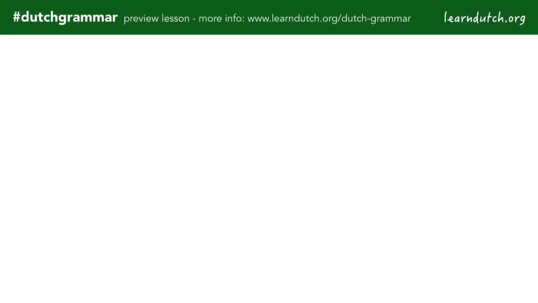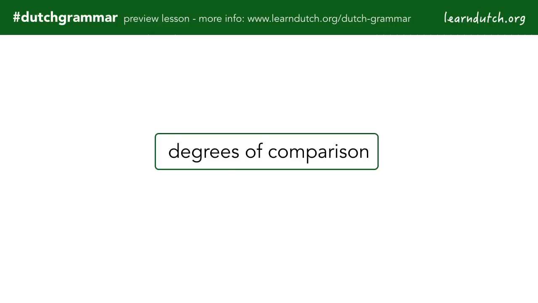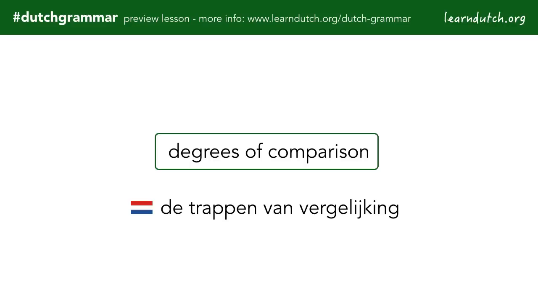Today we will discuss the degrees of comparison. In Dutch, de trappen van vergelijking. How do you say in Dutch that something or someone is bigger, smaller or more beautiful?